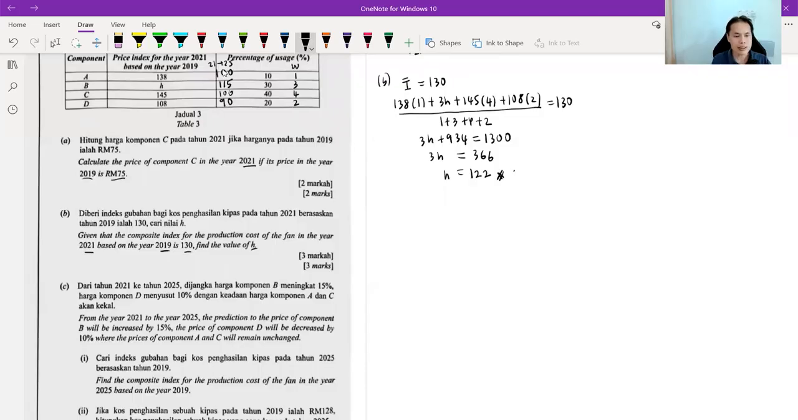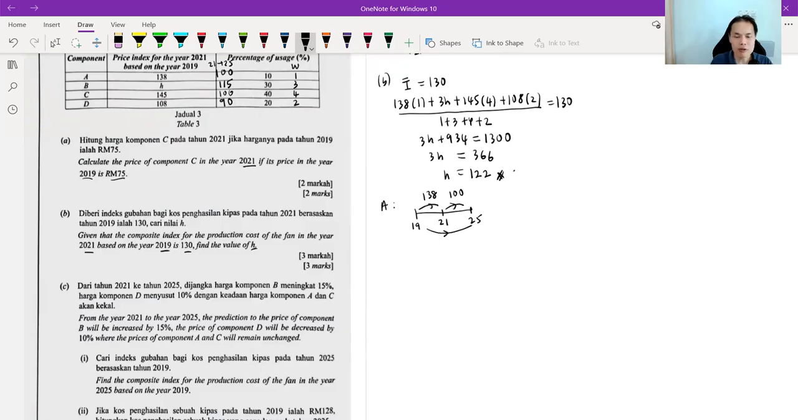Okay, to calculate the composite index for the fan for the year 2025 based on 2019, you need to recalculate the individual index. So let me just show you one example to help you understand. If you have item A, there are 3 consecutive years involved: 2019, 2021, and 2025. From 19 to 21, A increased by 38%. We're at 138. From 21 to 25, it doesn't change, so it's 100.